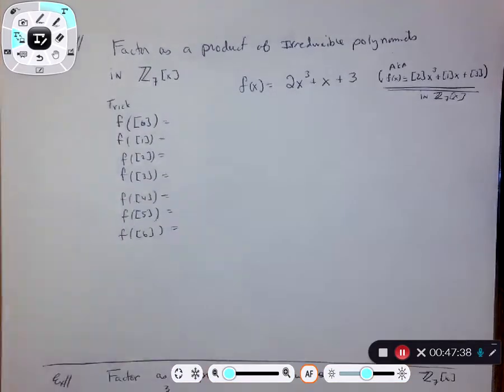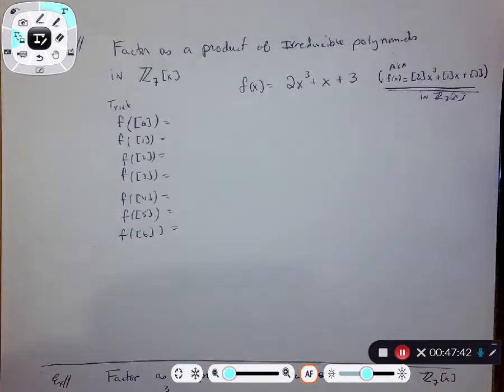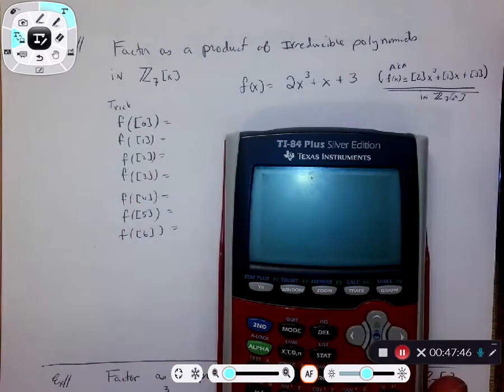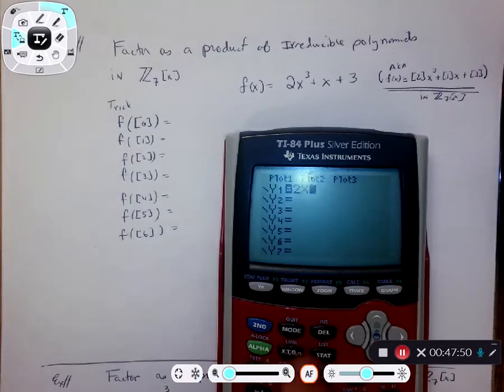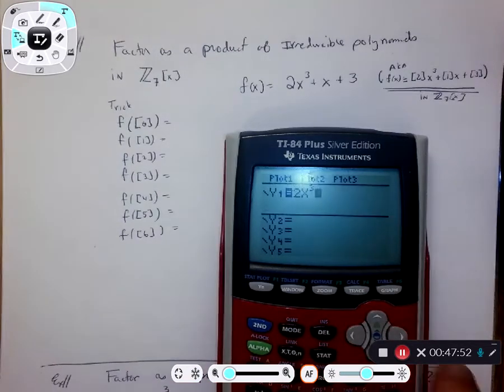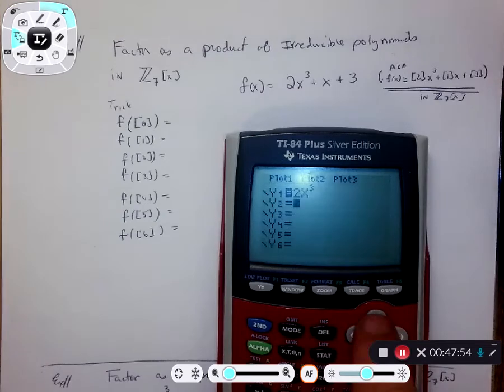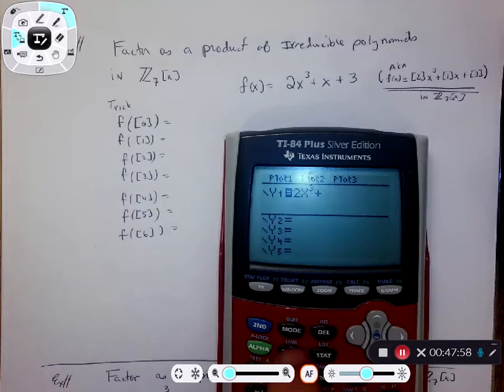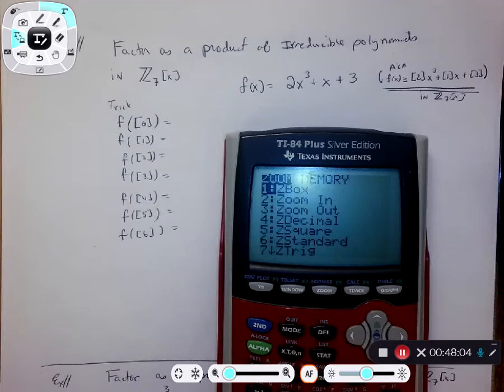Here's my polynomial: 2x cubed plus x plus 3. So I'm going to turn on my calculator and show you another trick. There are two tricks I can show you on this one. I'm going to go to y equals first and type in 2x cubed plus x plus 3.